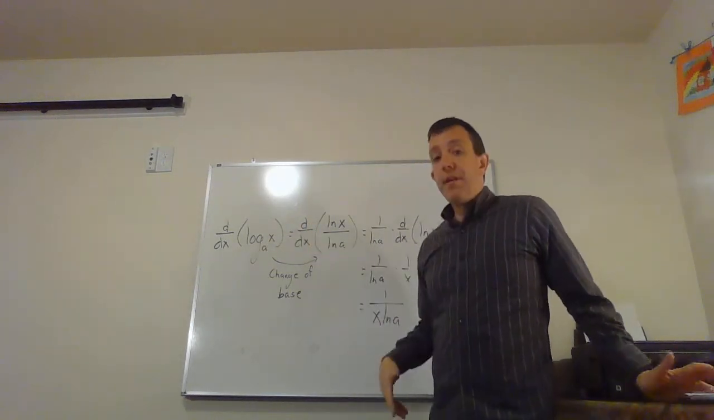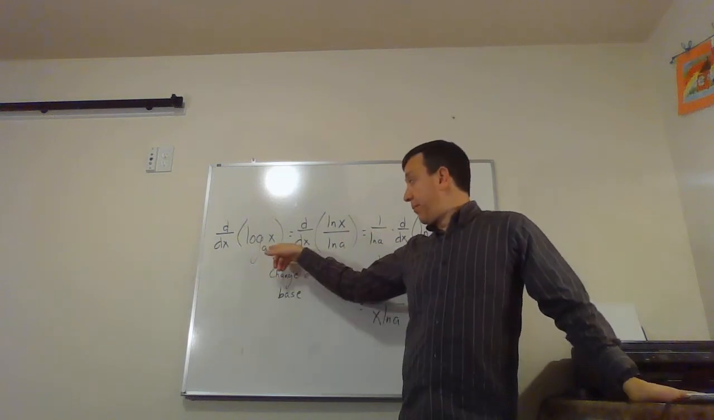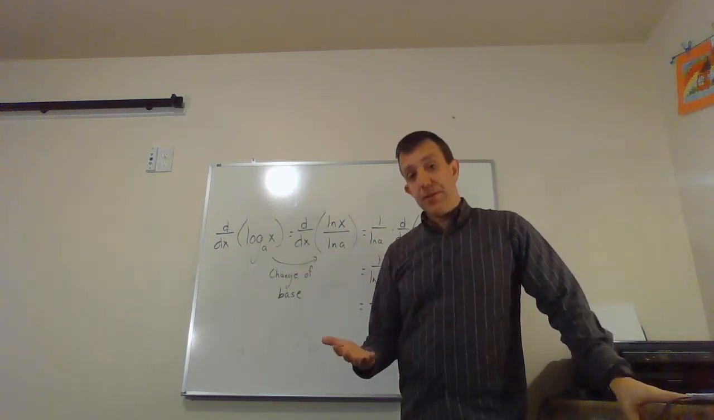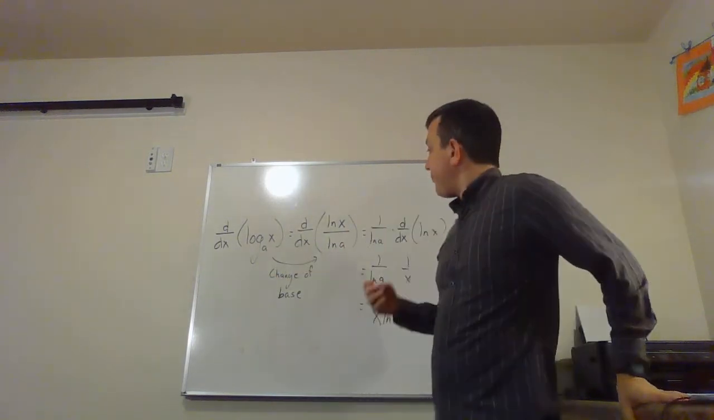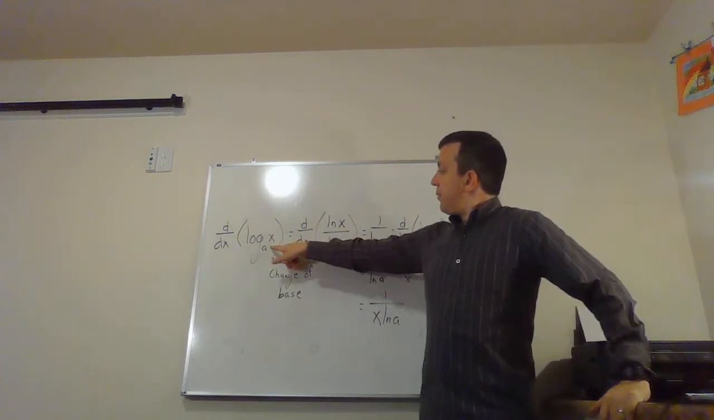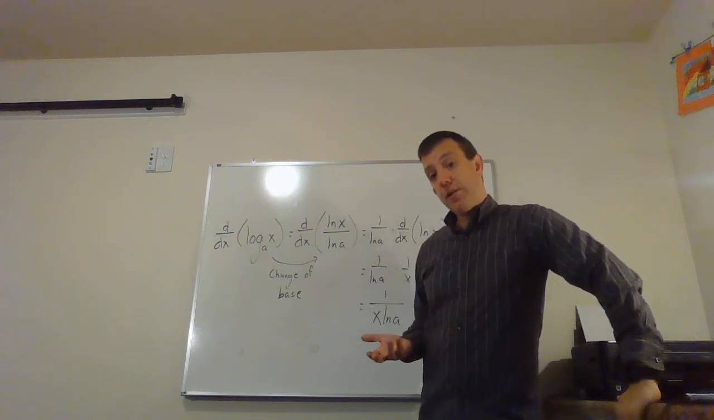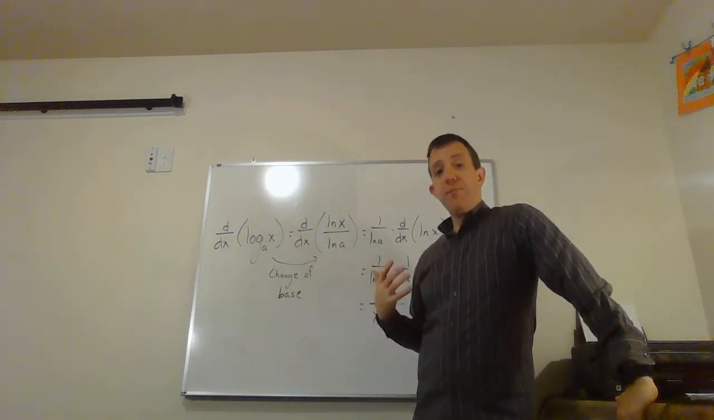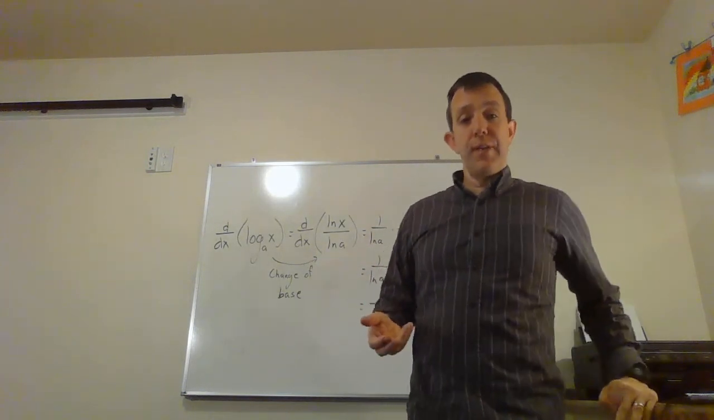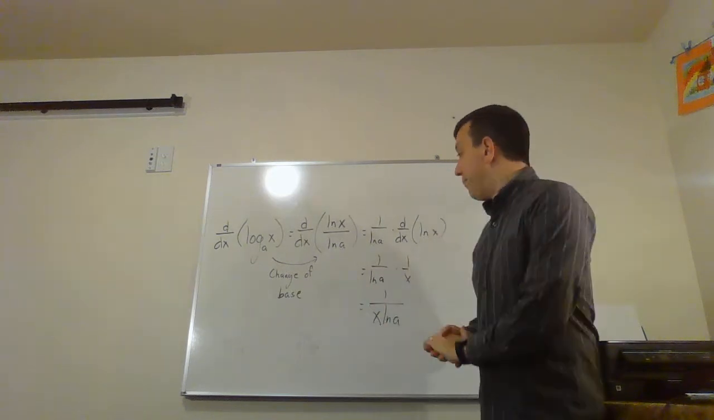is I want the derivative of the log of some random base a. Okay, so not the natural log this time, just base a. So to do that, we're going to change the base. We know the derivative of natural log, so we're going to use the change of base formula that hopefully you learned somewhere along the line. If you had me, you did.